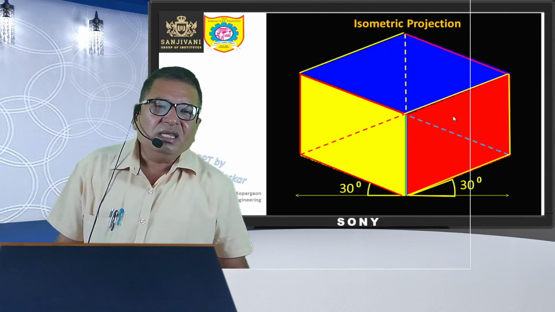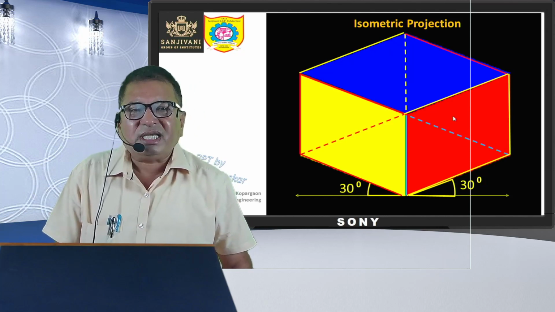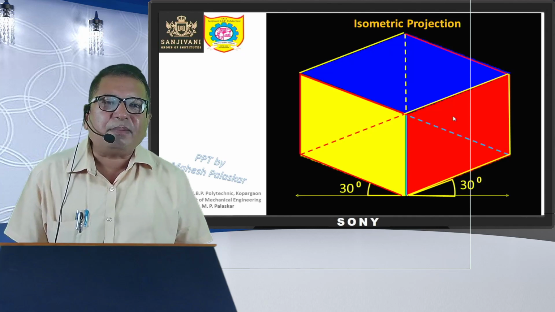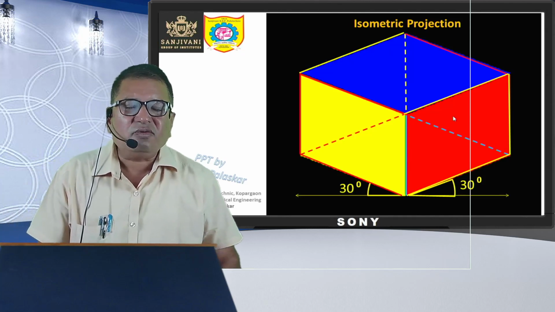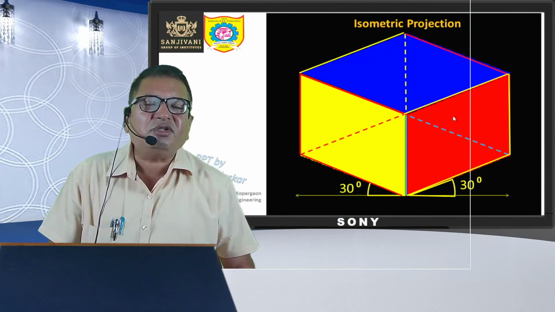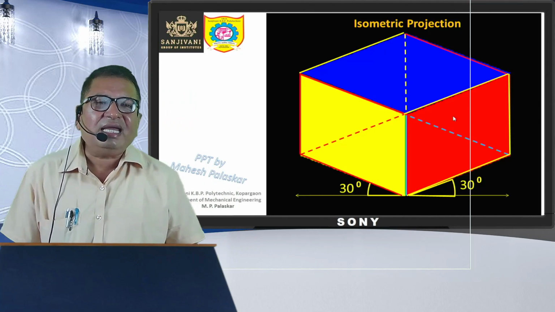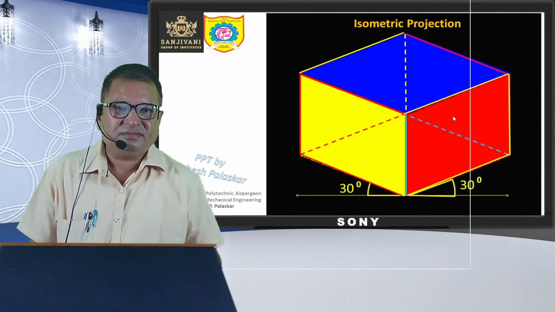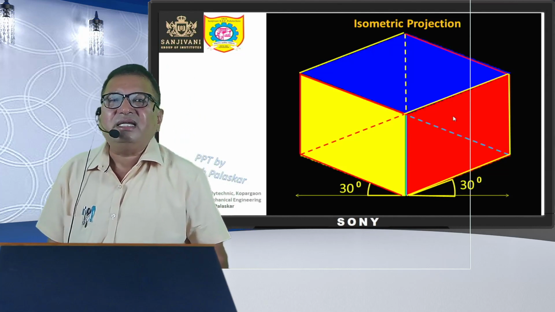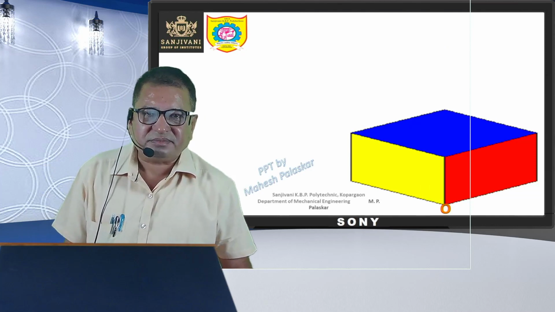So all the horizontal dimensions parallel to the length are parallel to each other, and all the horizontal dimensions parallel to the width are parallel to each other. So we are having 2 sets of horizontal dimensions. One set, which is parallel to the length, is aligned at 30 degrees to the right, and another set is aligned at 30 degrees to the left, as you can see in this particular picture.